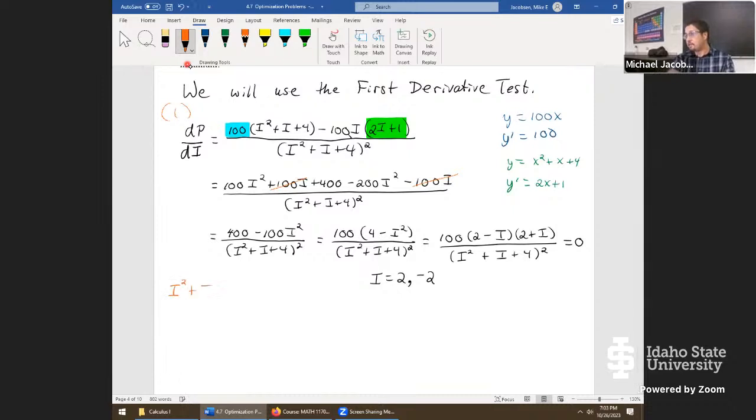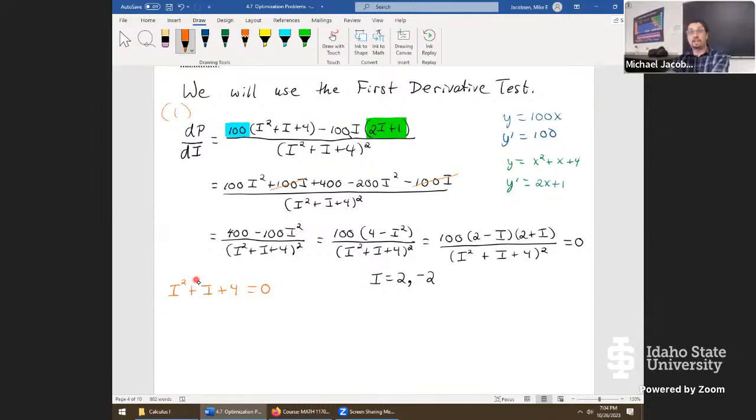I squared plus I plus 4 is now set to 0. I would try to factor that thing, but there is no way I'm factoring with a positive 4 in a way that the factors multiply to 4 and add to 1. But that doesn't mean there aren't solutions. There still could be a real number solution here. I'm just not seeing a clever way to get it.